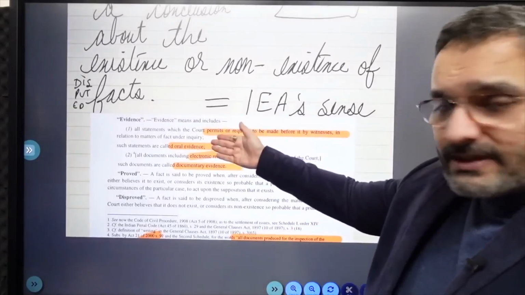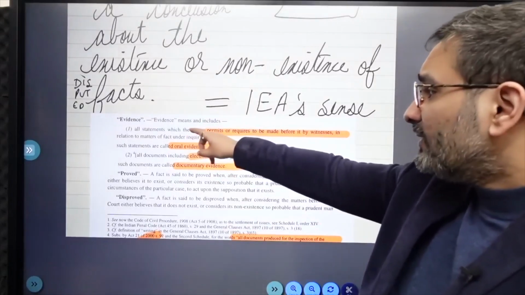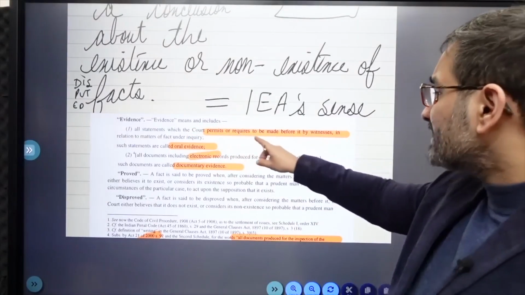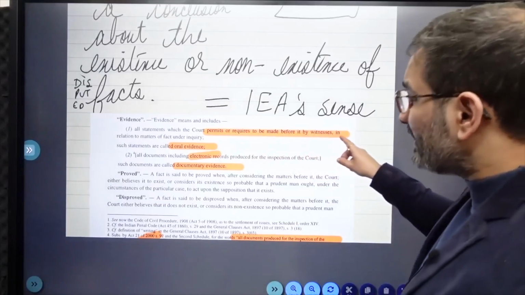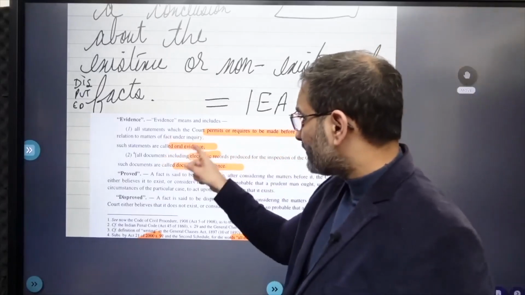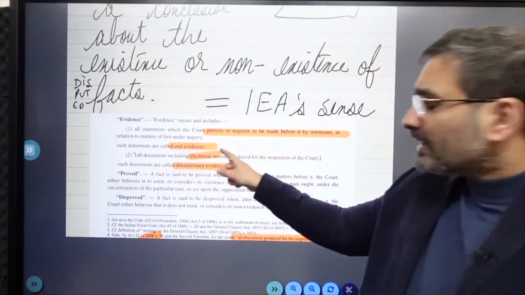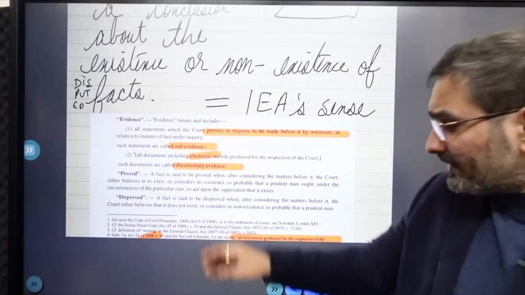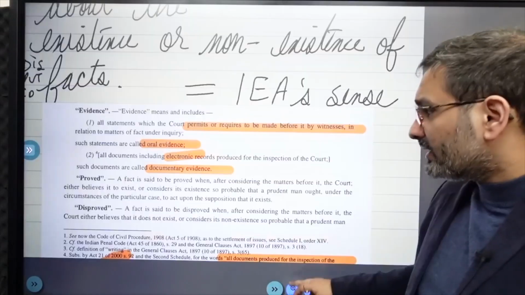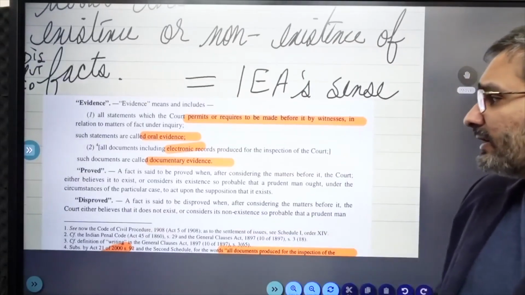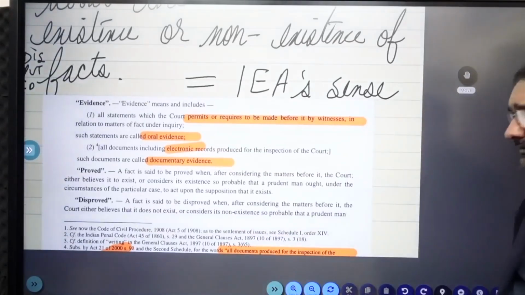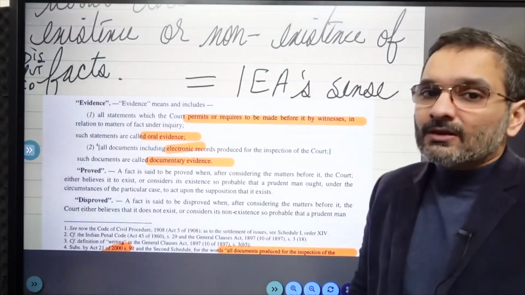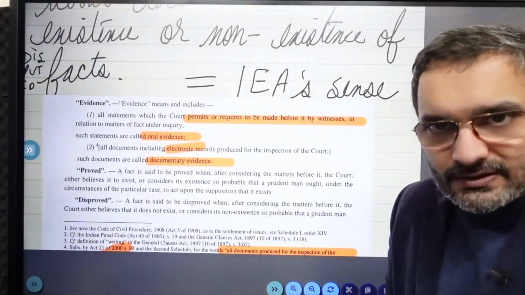आपके बैराक के अंदर please come to this provision. All statements which the court permits or requires to be made before it by witnesses in relation to matters of fact under inquiry. Such statements are called oral evidence. So evidence, सबसे पहला तरीका या पहला type क्या हो गया? It is oral evidence. All documents including electronic records produced for the inspection of the court, such documents are called documentary evidence. ठीक है जी?